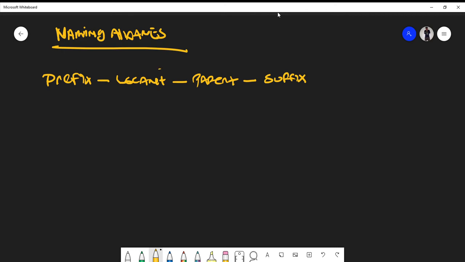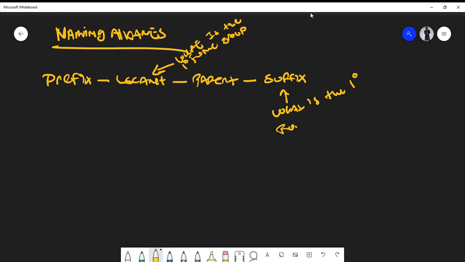Now, the locant tells us pretty much where is the primary functional group. So where is the, I'm just going to write 1, 0 as primary. So where is the primary functional group? Whereas the suffix actually tells us what is the primary functional group.